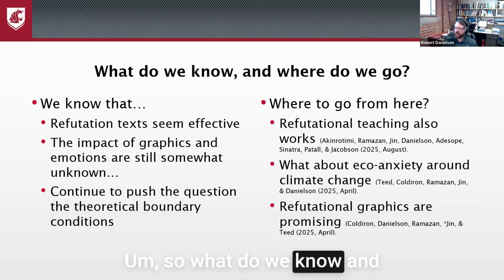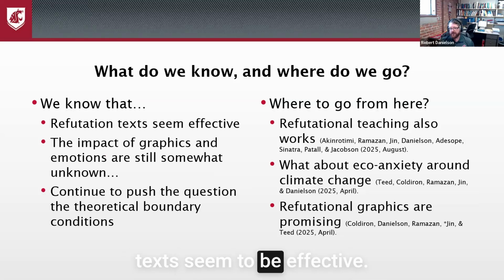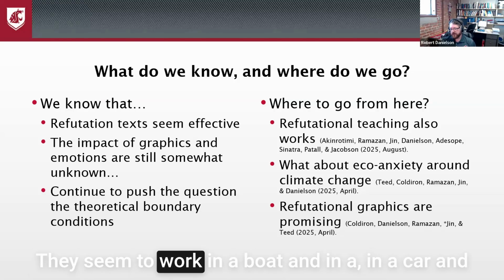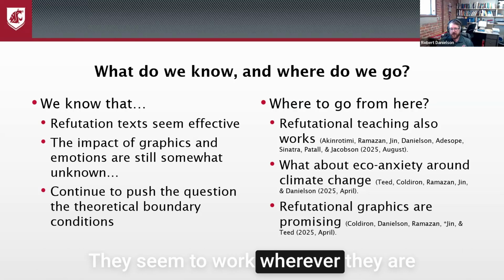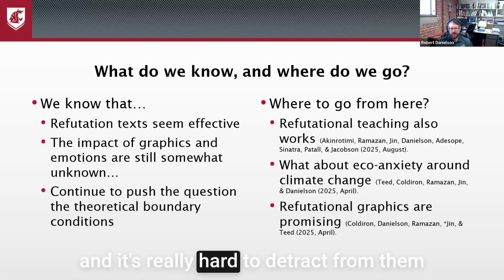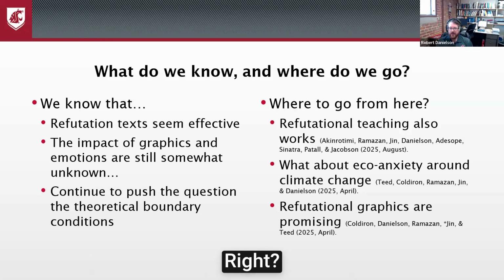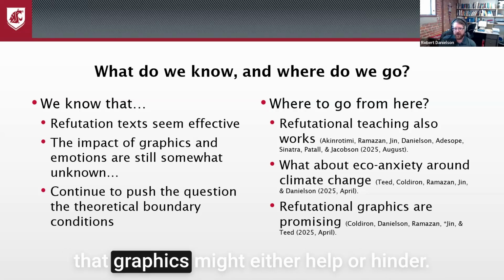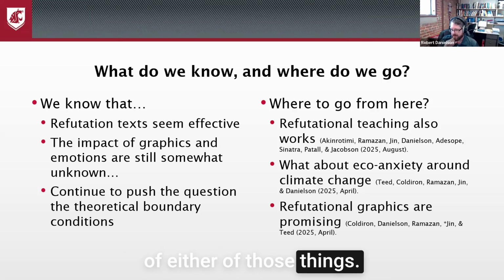So what do we know and where do we go from here? What we know is that ref texts seem to be effective. They seem to work in a boat and in a car and in a train and with a goat and on a boat. They seem to work wherever they are, and it's really hard to detract from them, and it's really hard to enhance them, right? Multimedia learning theory might suggest that graphics might either help or hinder. We didn't find much evidence of either of those things.